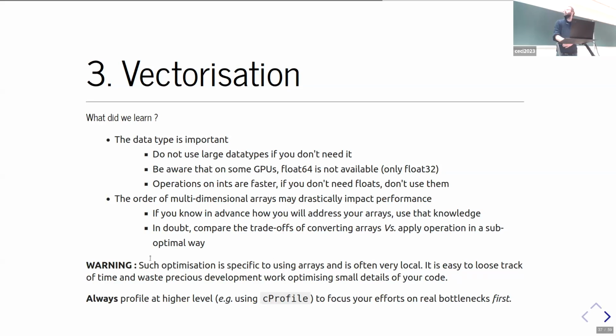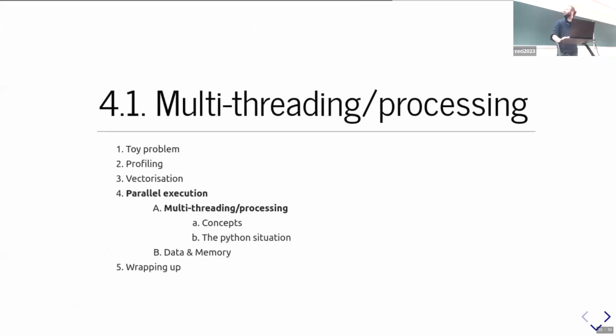Little word of warning: such optimization is very specific to using arrays, and it's often very low level. I mean, here I'm talking about matrix multiplication. I would expect that your project, whatever you're doing, is a lot larger than that. I can spend a long time on that here, but actually in everyday life, this doesn't make any sense. I wouldn't do that level of optimization on something as simple as that. So always use the profiler at a higher level to actually pinpoint the actual hotspot of your code.